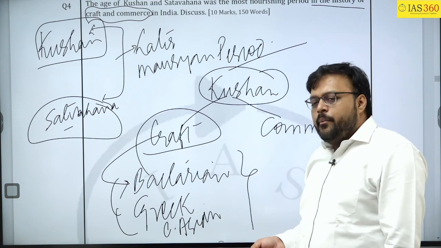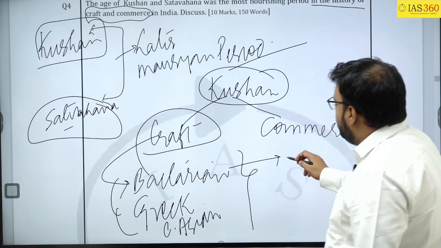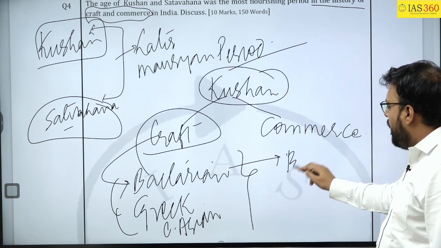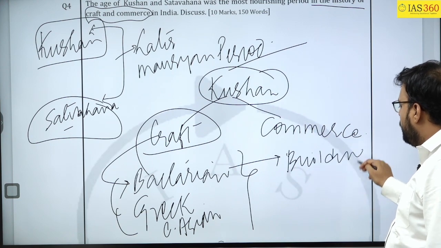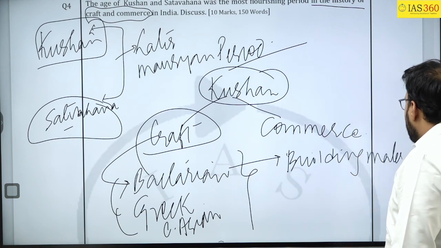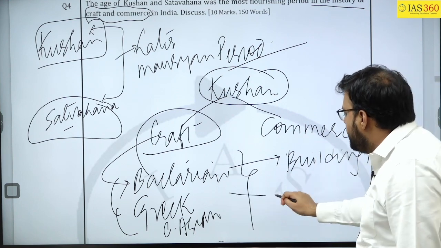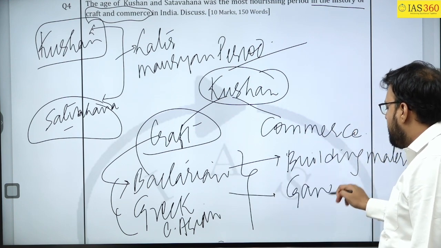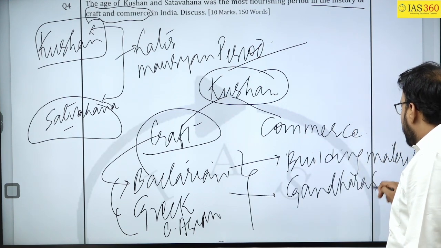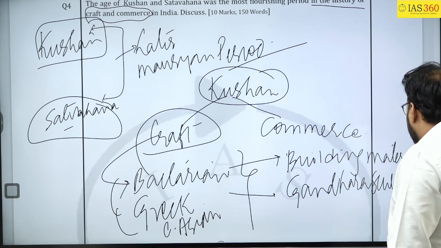Then you can talk about how from the Bactrian kingdom, they knew what kind of building material they should use. From Greece, you can see the influence on Gandhara sculpture. You can write one or two points on Gandhara sculpture here.